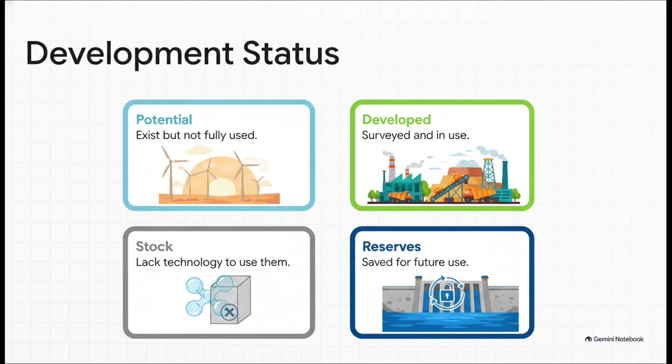Stock represents materials with incredible potential, like extracting energy from the hydrogen in water, but we simply lack the technology to unlock it right now. Reserves, on the other hand, are a subset of stock, where we do have the technology, like water stored up in dams, but we're deliberately saving them for future generations.